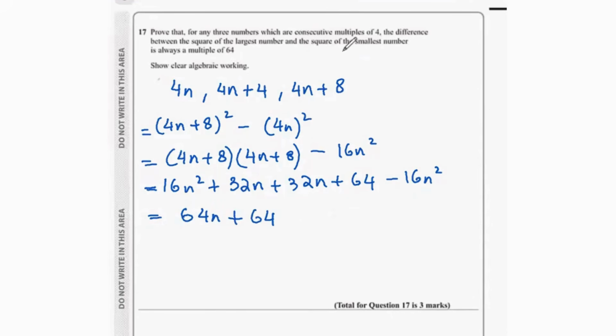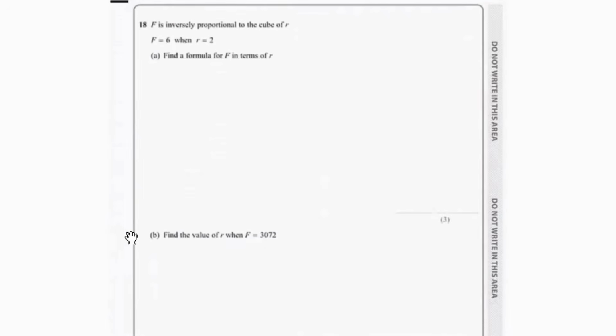So we are saying that the result is always a multiple of 64. As you can see, both the terms have 64 in common. So 64 times (n plus 1). And it stands correct because it is a multiple of 64. The entire bracket is being multiplied by 64. So it's proven. Then we have inverse and direct proportion.